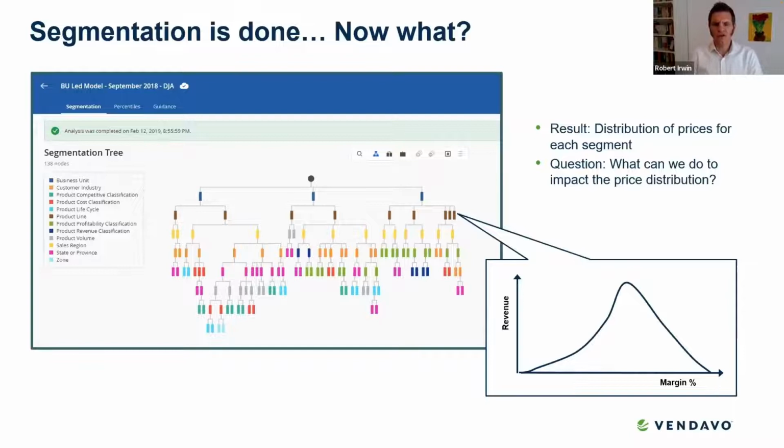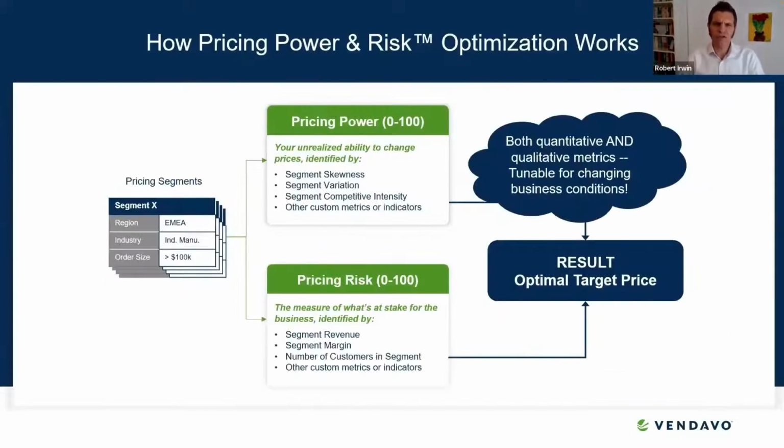And we do that using a concept that we call power and risk. And this is actually a patented concept. Vendavo has used this for a long time. A lot of our customers are using this. Pricing power reflects your unrealized ability to change or raise prices. And pricing risk reflects what's at stake. Essentially, if I set the wrong targets, and get it wrong.